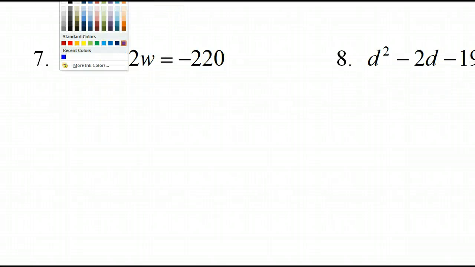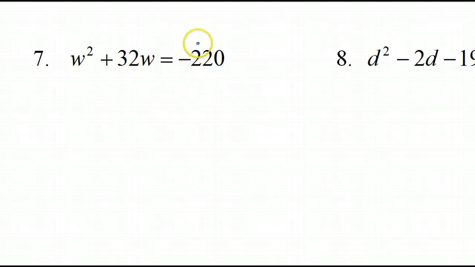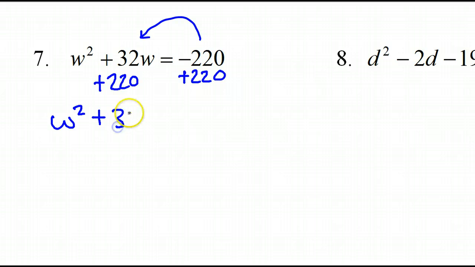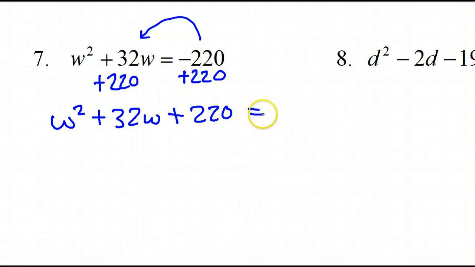Okay, take a look at number 7. I need to get this over to the other side. So let's go ahead and add 220 to both sides. That's kind of a big number. So this is going to give us w squared plus 32w plus 220 is equal to 0.